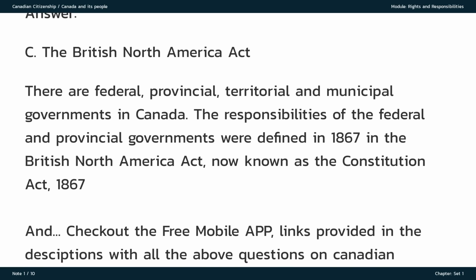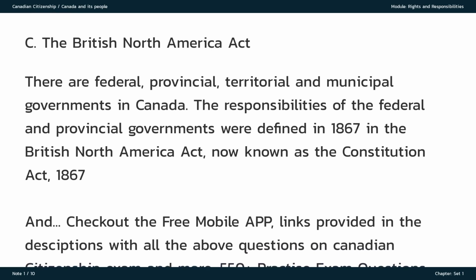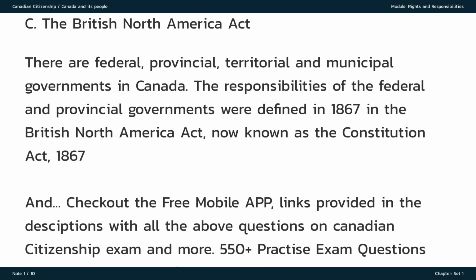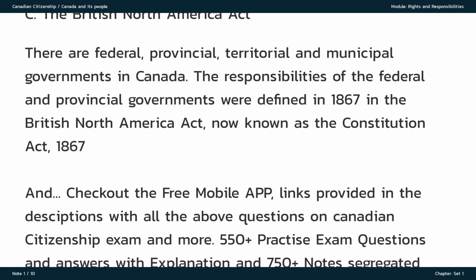There are federal, provincial, territorial and municipal governments in Canada. The responsibilities of the federal and provincial governments were defined in 1867 in the British North America Act, now known as the Constitution Act, 1867.